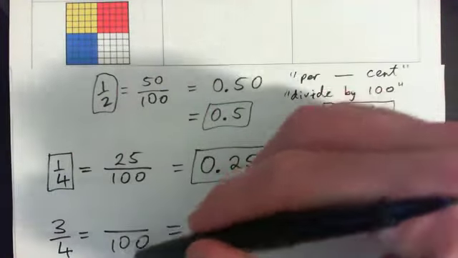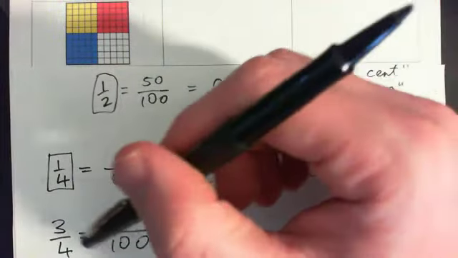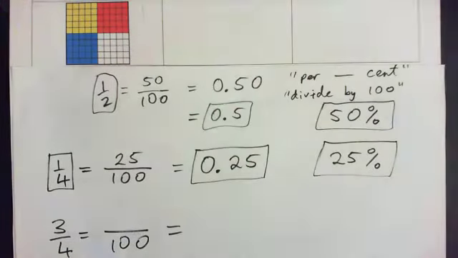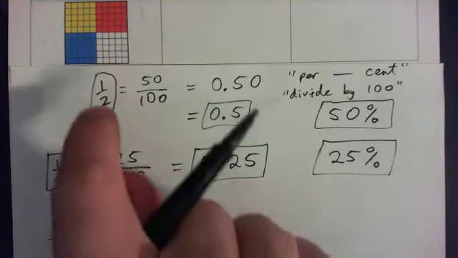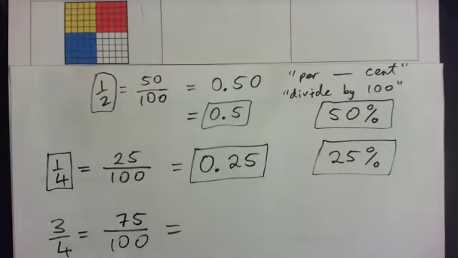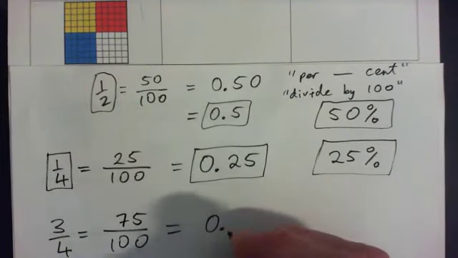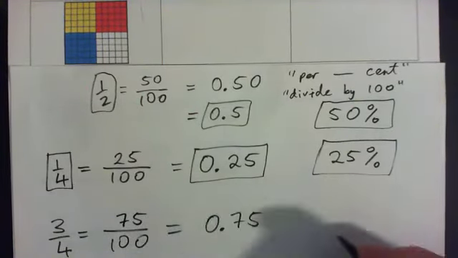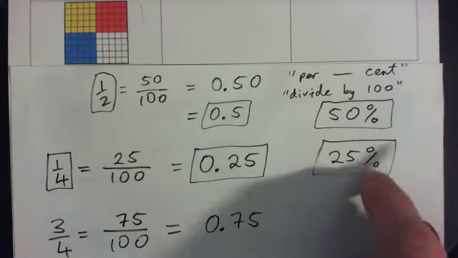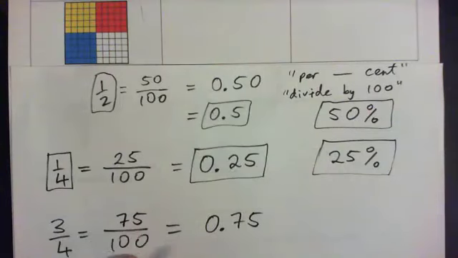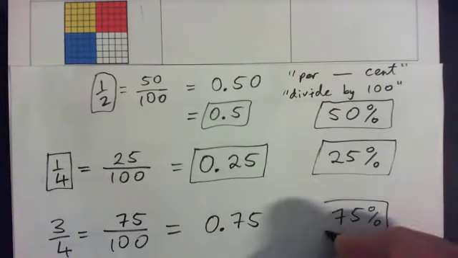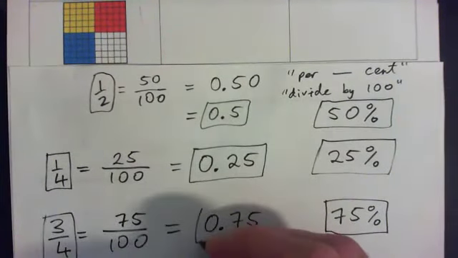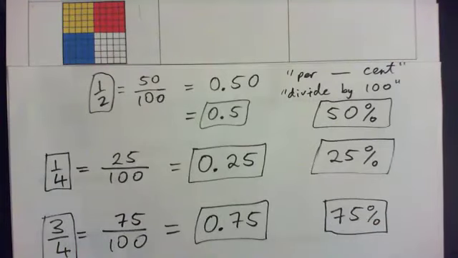So how many little squares would 3/4 be? If you had 3/4 of a dollar, how many cents is that? Is that 75 cents? 75 out of 100. Now write that as a decimal and then as a percent. 75 out of 100 would be 0.75, 75 hundredths. And percent means per hundred. How many per hundred do we have? We have 75 out of 100. 75%. So 3/4 is 0.75, and it's also 75%.